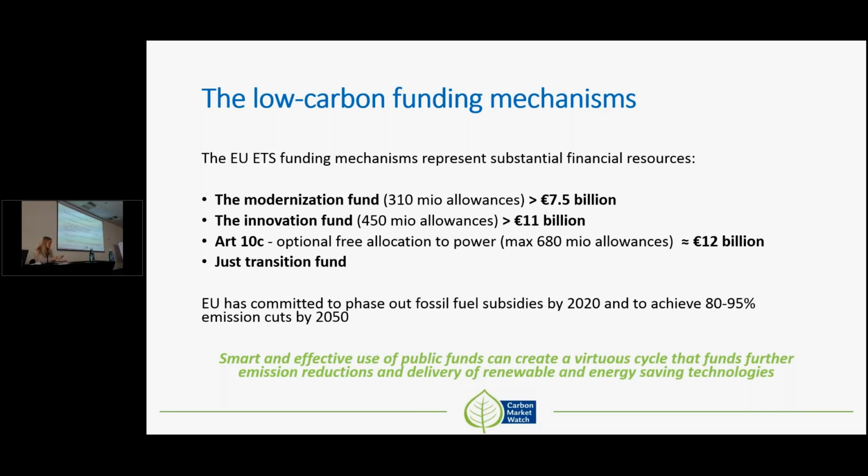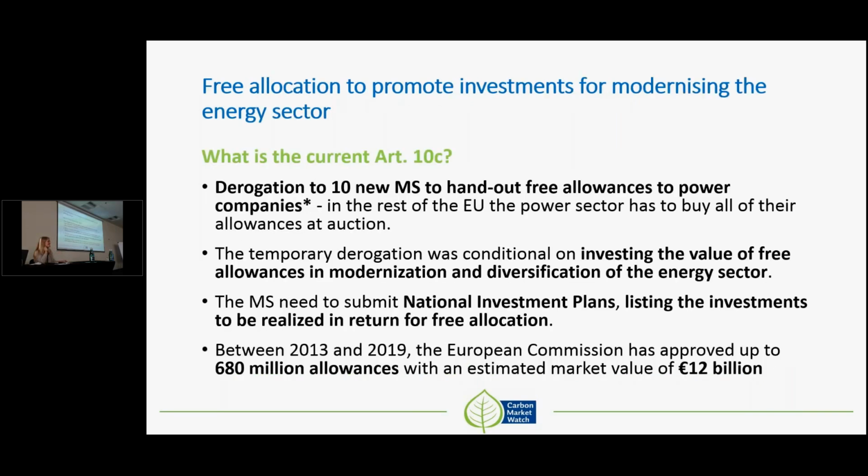What is it all about? So Article 10C, I swear it's more interesting than it sounds. It doesn't have any more spicy name, unfortunately, except transitional free allocation. So as Agnes explained, we're right now in the third trading period in the EU ETS. And in this period, the power sector doesn't get free pollution permits. So if a power plant wants to pollute, then it needs to buy it from auctioning.